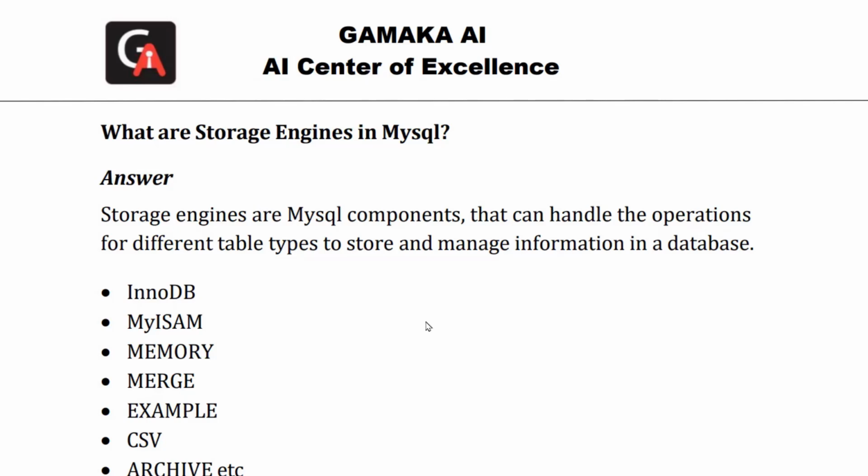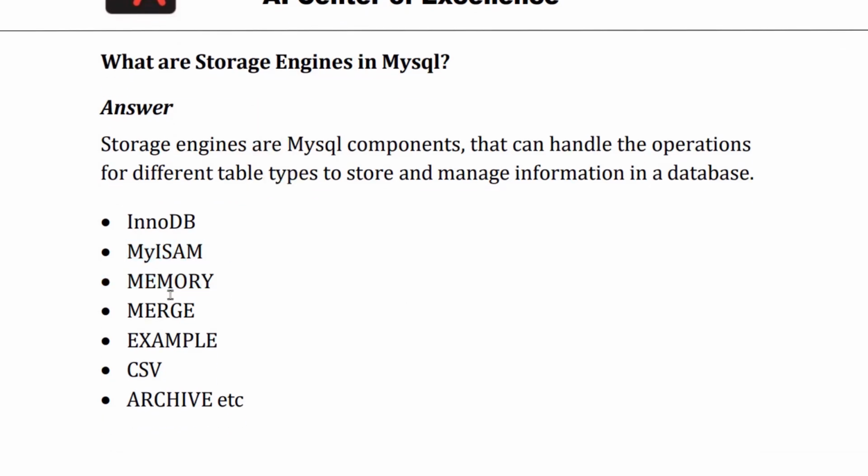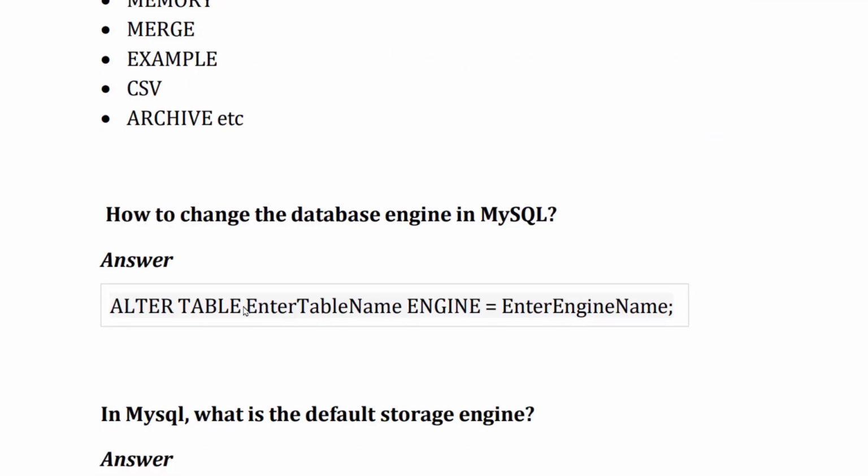And there are different types of storage engines available in MySQL. First is InnoDB, then MyISAM, then Memory, Merge, Example, CSV and Archive. So these are the different examples of MySQL storage engines. Clear? So let's move towards the other question we have for the session.